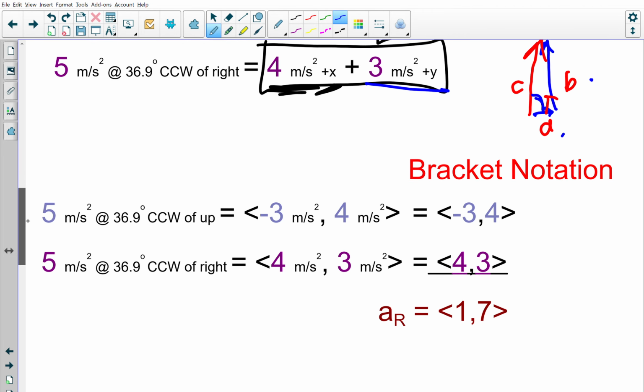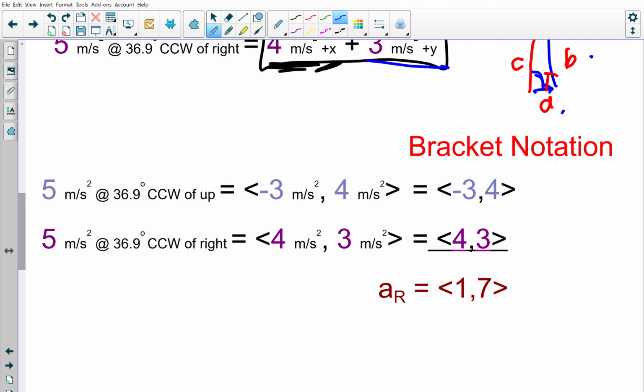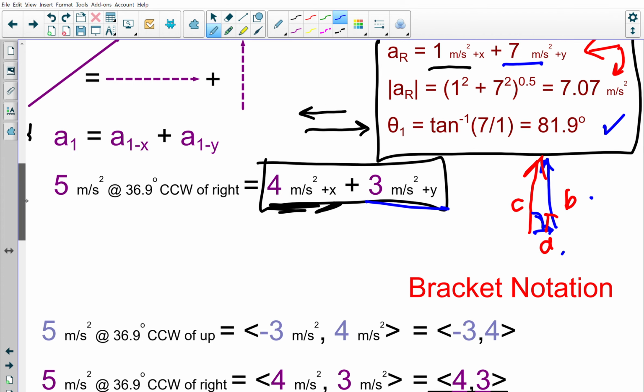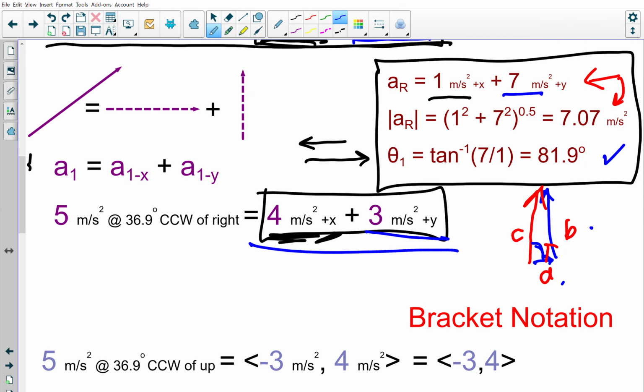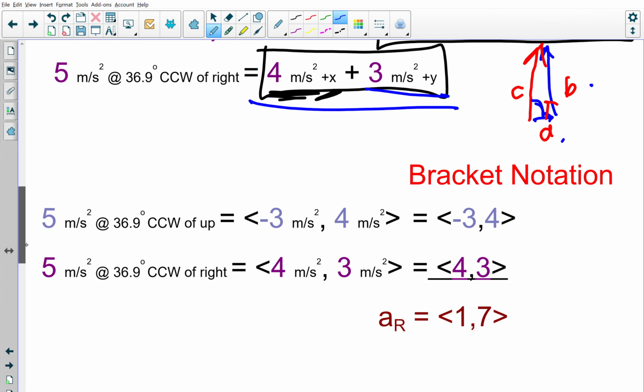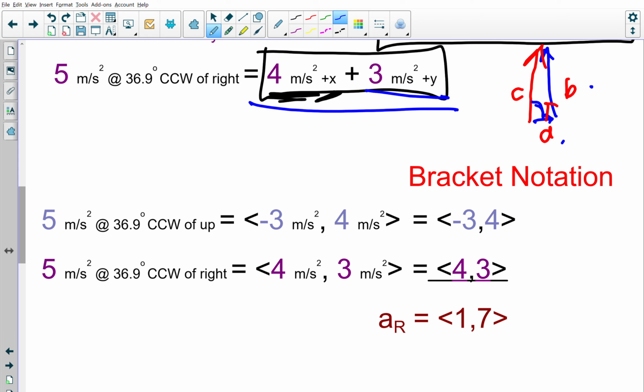I'm going to show you 2 other notations. Why? Because they're convenient. Up here, we wrote out all this. Another way we can write this is with bracket notation. 5 meters per second squared at 36.9 degrees counterclockwise of up, that's the lavender, is the same thing as this bracket notation: -3, 4. So we put the x and then we put the y. And those little brackets tell you we're talking about a vector, and that's the x component, and that's the y component. We also do it with the purple, and it's a 4, 3.